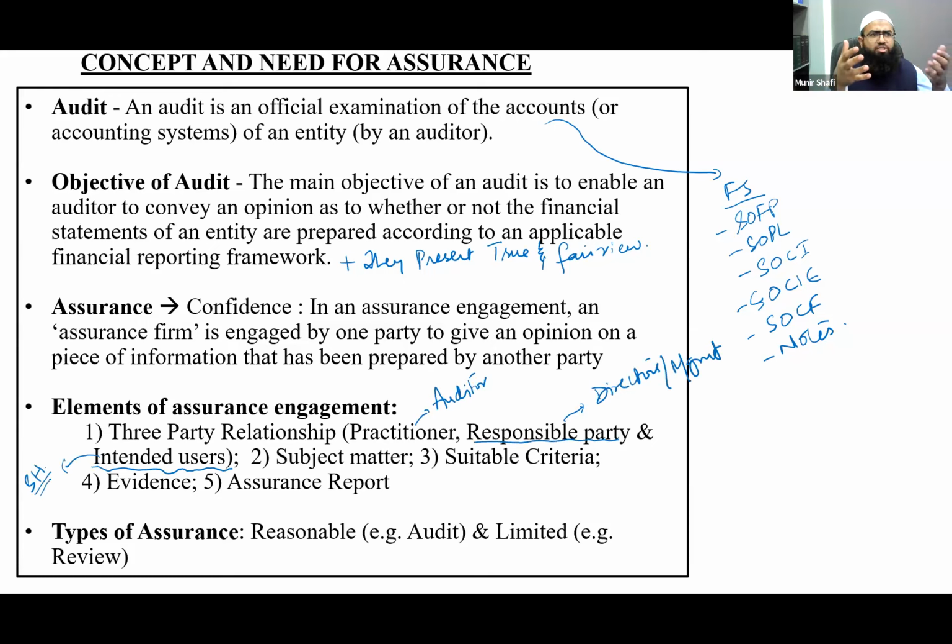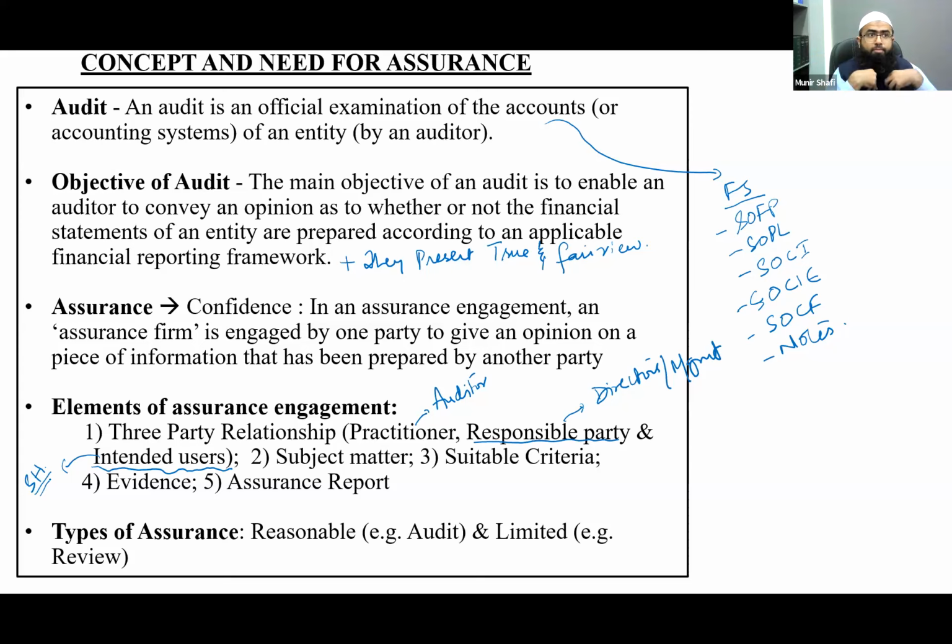Subject matter, the information which is under audit or review. Suitable criteria, the benchmark against which that set of financials is being audited. For example, IFRS, the applicable financial reporting framework. Evidence, and obviously, an opinion cannot be given in thin air. We need some evidence to verify things. We need documentary evidence. We need to vouch those evidences. We need to verify whether the numbers in the financial statements are supported by the relevant documents.